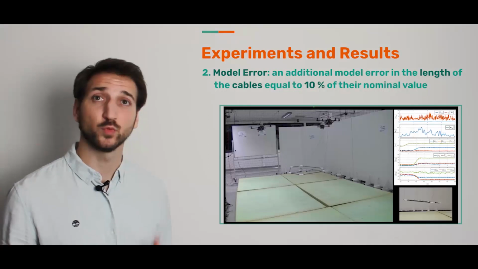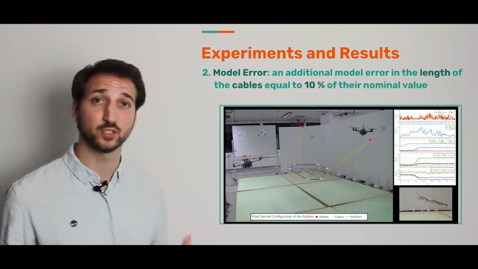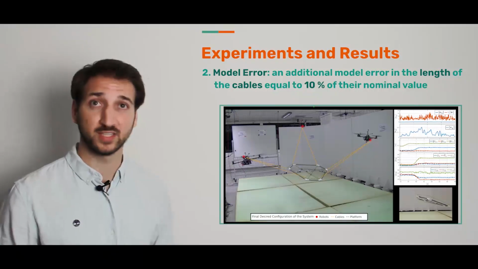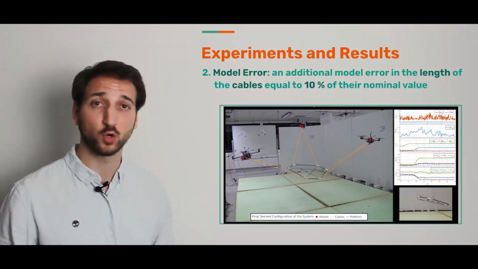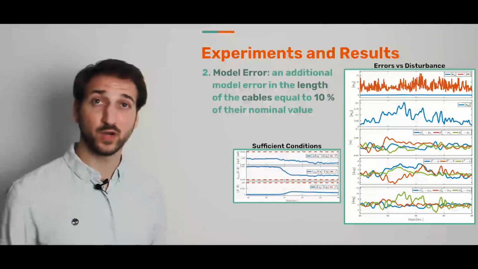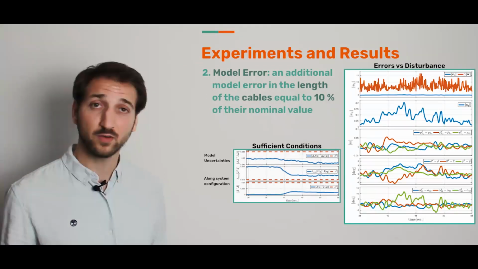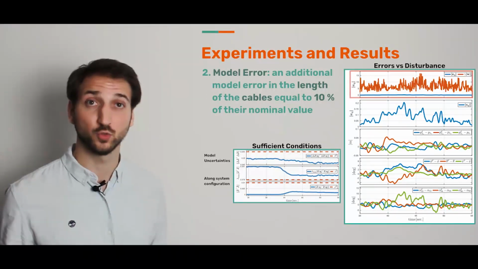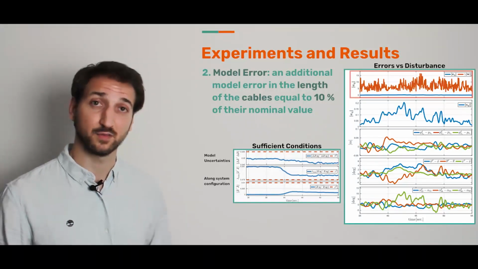In this other case, we added an error on the length of the cables equal to 10% of their nominal values. For example, for a cable length of 1 meter, we had 10 centimeters more of uncertainty. As you can see from the graphs, while all the sufficient conditions are satisfied, the error results bounded by the disturbances. This confirms that the chosen bounds are precise enough.